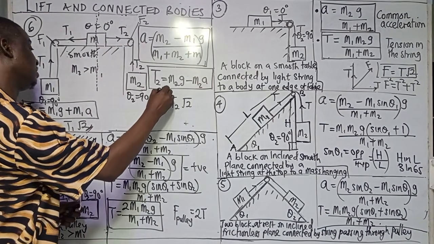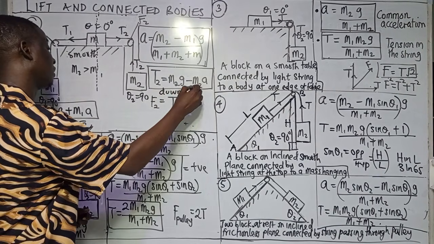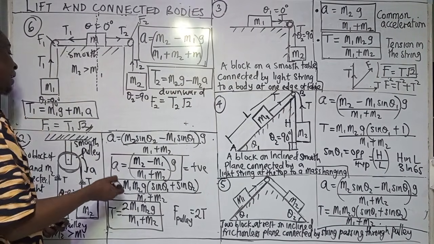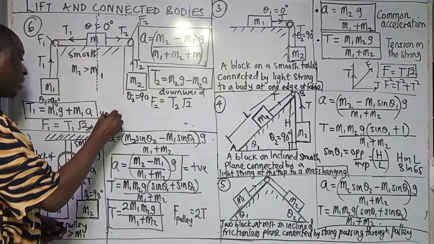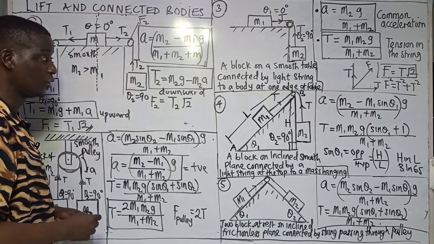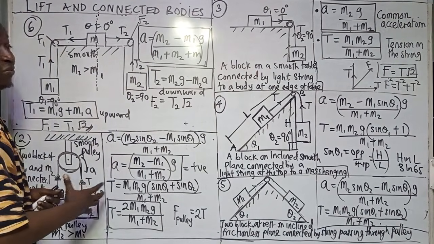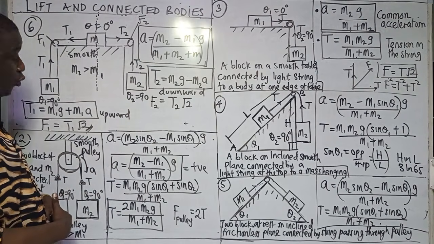This one is downward. That's why I use minus, because M2 is bigger than M1. This one is upward, that I use plus. So in that case, this formula will be used in my next video to solve problems.